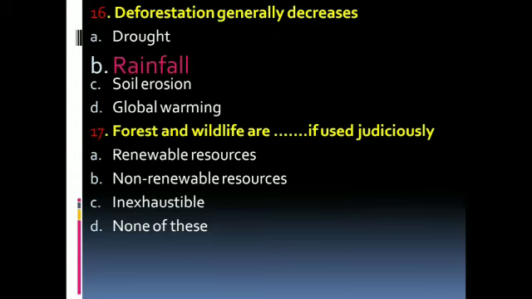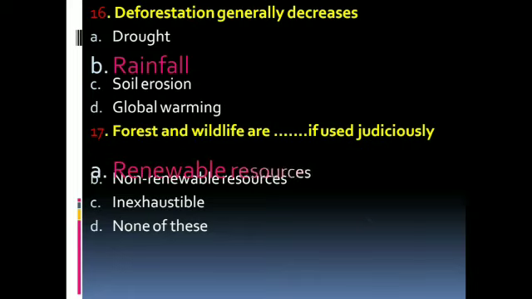Next question, forest and wildlife are dash dash if used judiciously. So definitely they are the renewable resources if used wisely, judiciously.